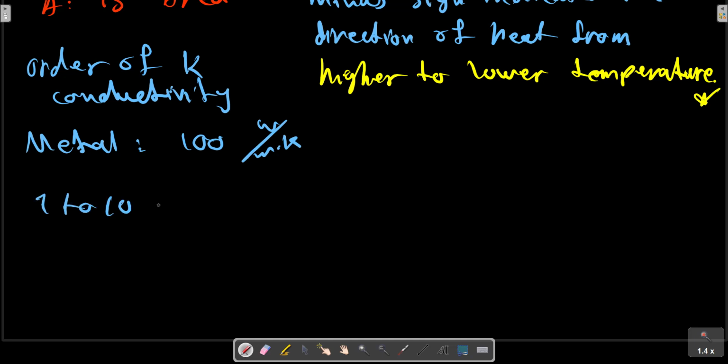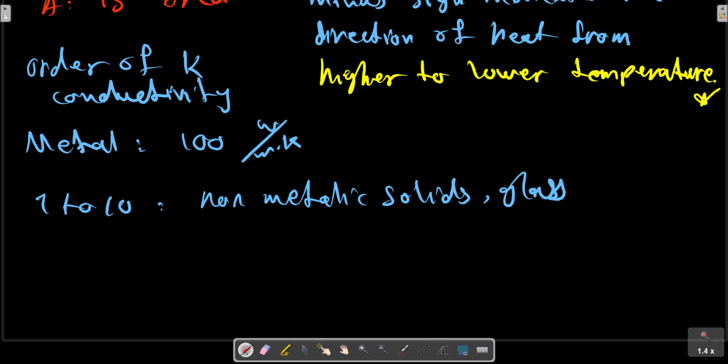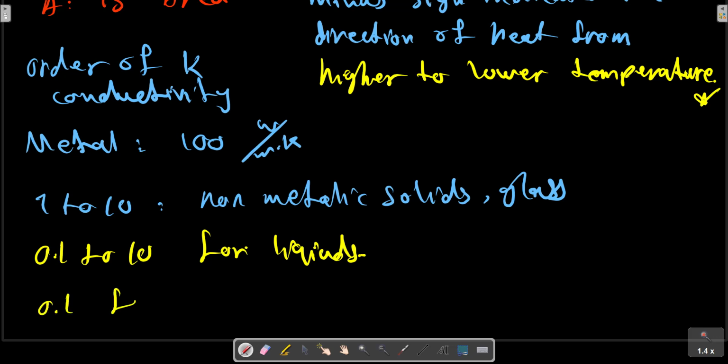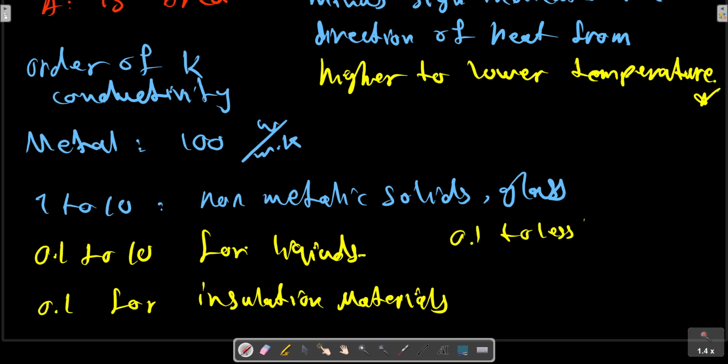1 to 10 for non-metallic solids such as glass, 0.1 to 10 for liquids, around 0.1 for insulation materials, and 0.1 down to less than 0.1 for gases.